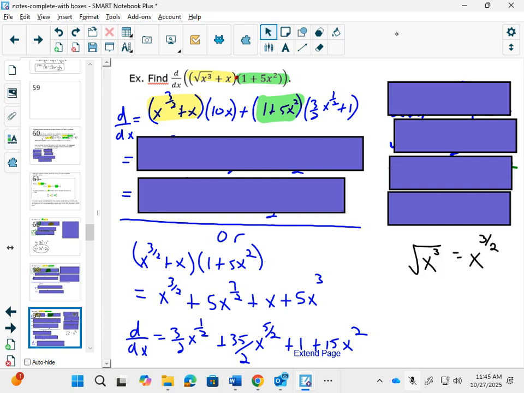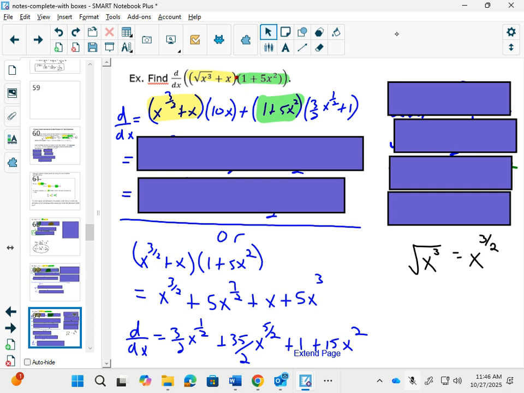So now you have two different options. You can use the product rule, which most people like to use because it means they don't have to simplify first. And because you don't have to write your answer in simplified form, you would just leave it like that, which is really, really nice. Or you could multiply it out first and find your derivative afterwards.